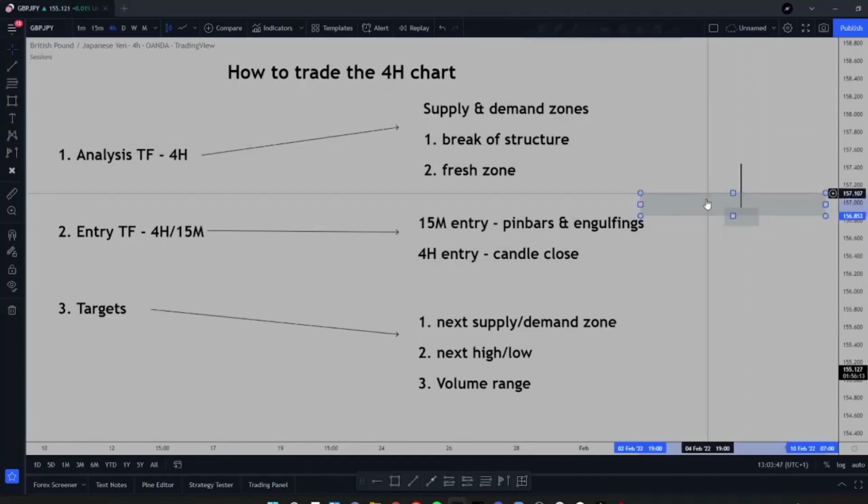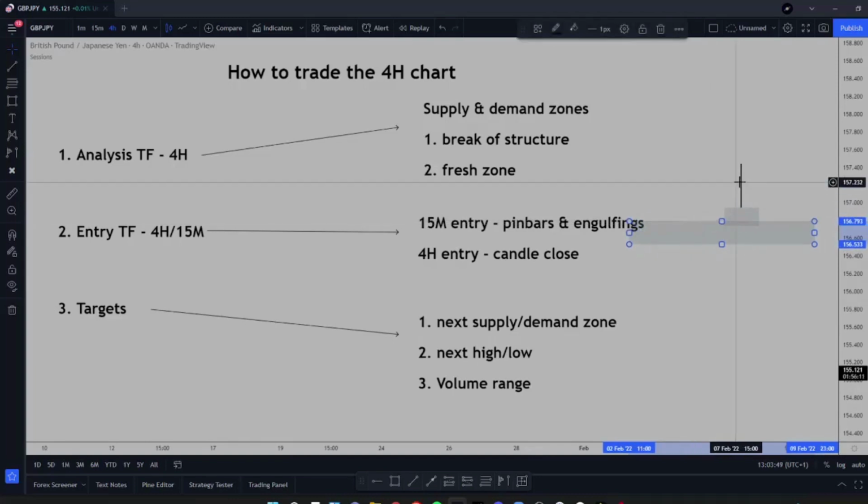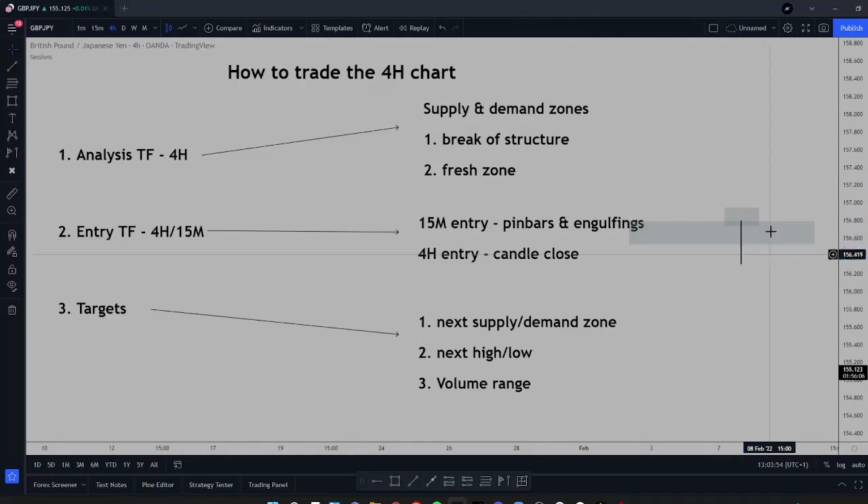A bullish pin bar would be something like this. We have a buy zone, and we have a small, thick body with a big wick to the downside. This would be a bullish pin bar. We enter at the close, and that's it.